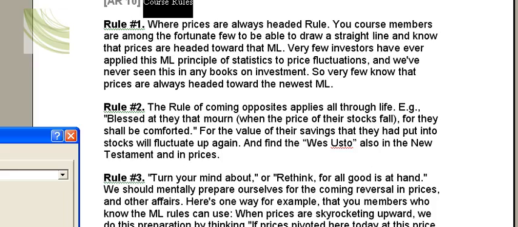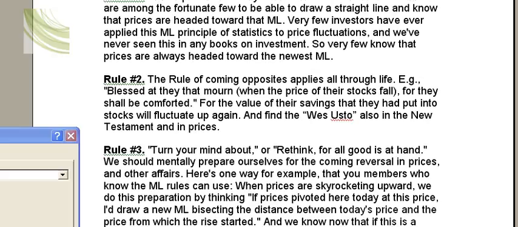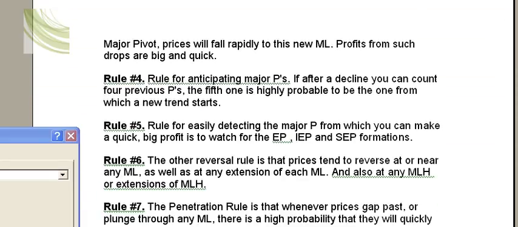And so what happens is they go through the course material. This is the original works of Alan Andrews, and not mine. And he has another set of rules, and these are the 9 rules. And there you have the rule of coming opposites, of how it applies through life, and turn your mind about, and how to anticipate major pivots.